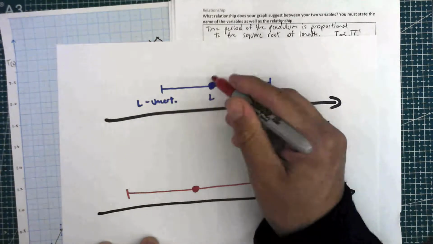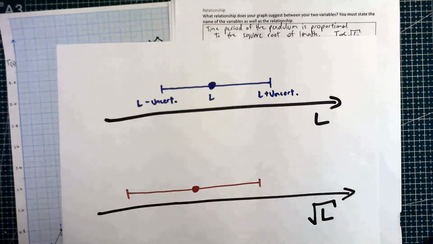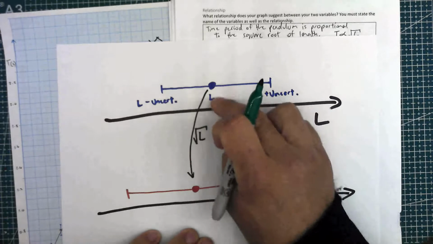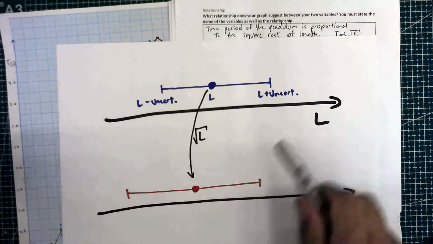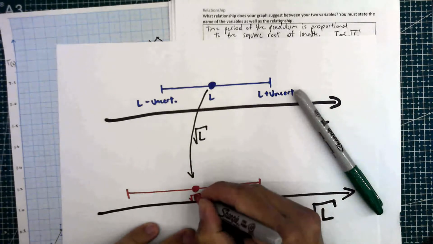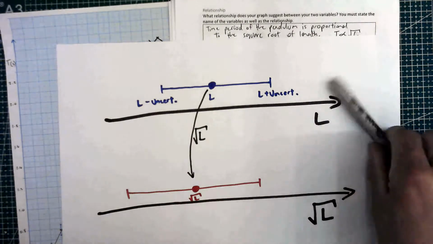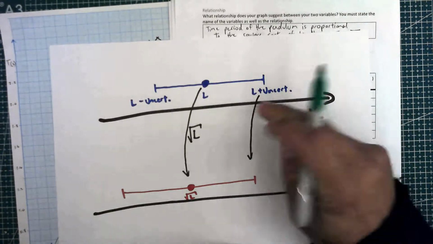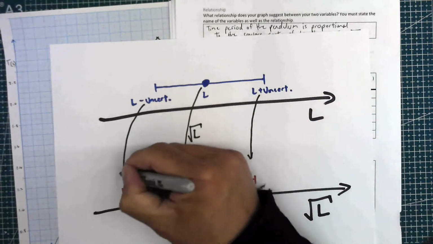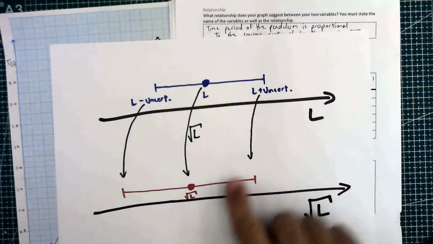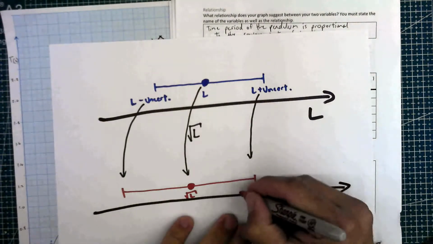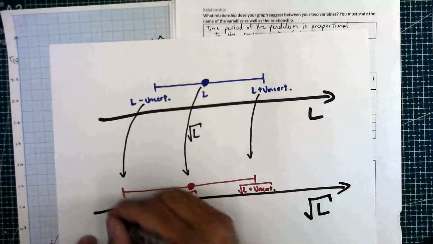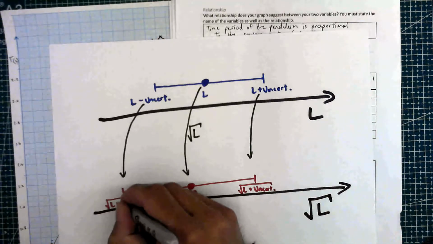Here, to get from here to here, all we need to do is square root this value. So if we square root the L value, we end up here with a new value, which is square root of L. And we can do the same thing up here. If we square root each of these values, so the value plus the uncertainty and the value minus the uncertainty, we end up with new values on this new axis. So here this will be L plus uncertainty square rooted, and this is L minus the uncertainty.